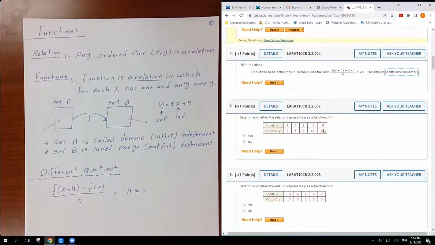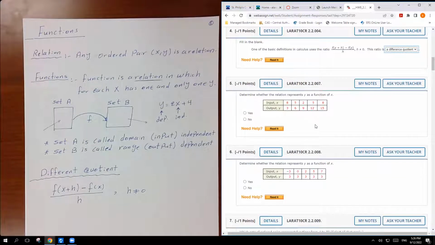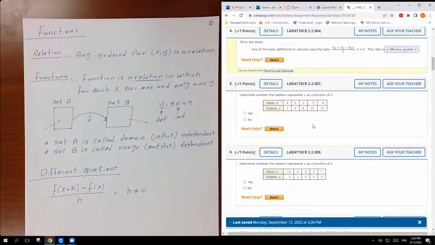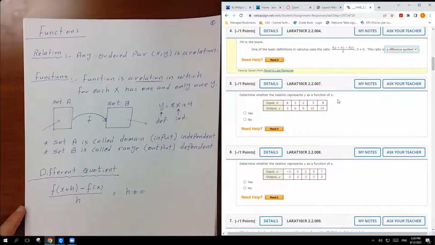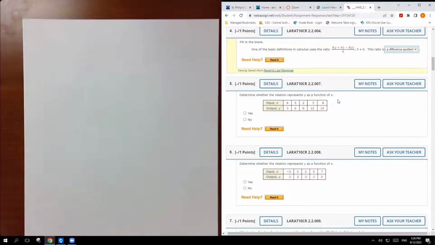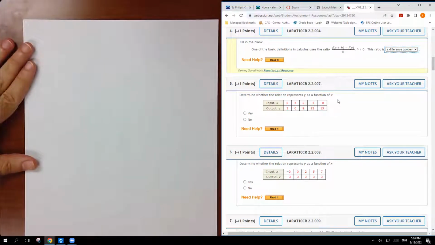Now, let's check example 5. They're telling you here is the input x and the output y. Determine whether the relation represents y as a function of x. So let's start working on this one. Example 5, we need to find whether y is a function of x.